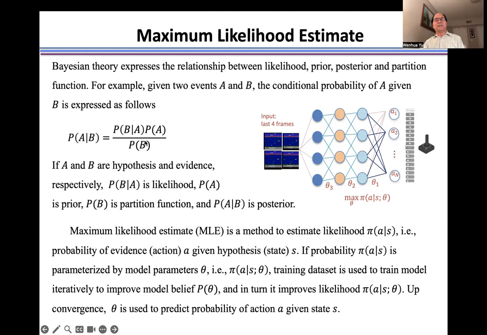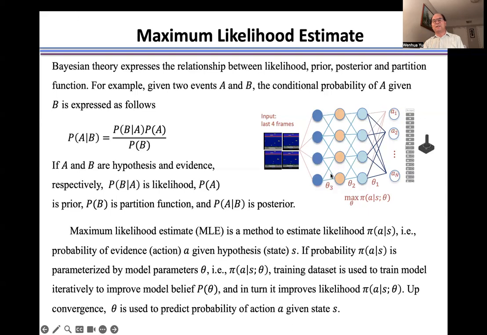Bayesian theory is used to solve AI and machine learning problems using two methods. One is a maximum likelihood estimate, another one is a maximum posteriori estimate. First, let's see how we can use maximum likelihood estimate to solve the reinforcement learning problem to find the optimal policy. First, we need to know what the prior is, because we don't have much information about the prior.